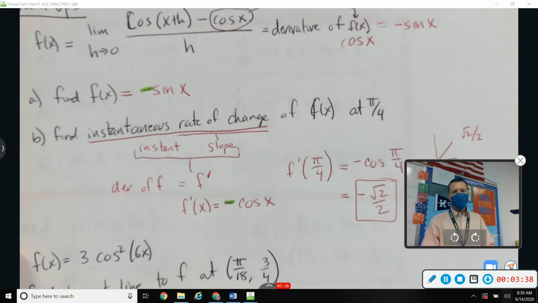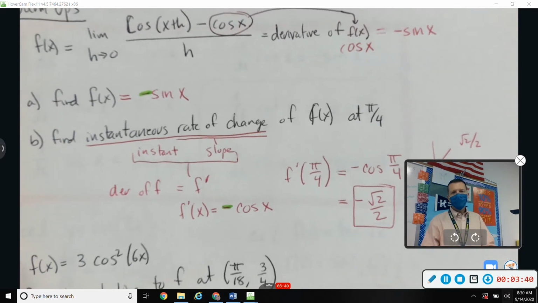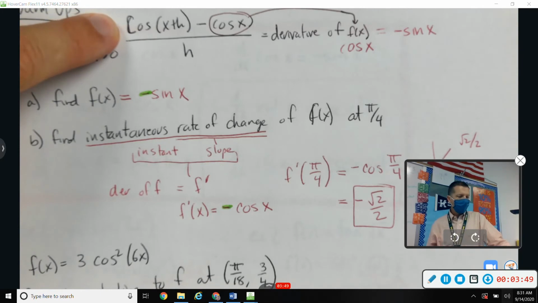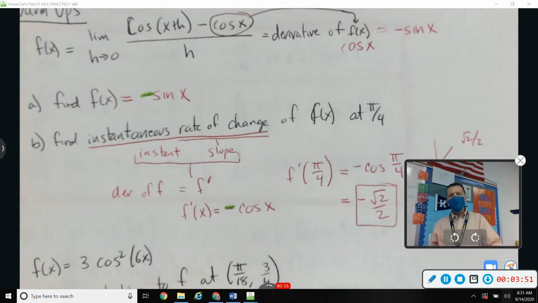So that problem is a good one you will see again. It forced you to take two derivatives, forced you to know what the definition of a derivative looked like, and you had to do a little bit of trig right there at the end. So you'll see one pretty similar to that on the test.